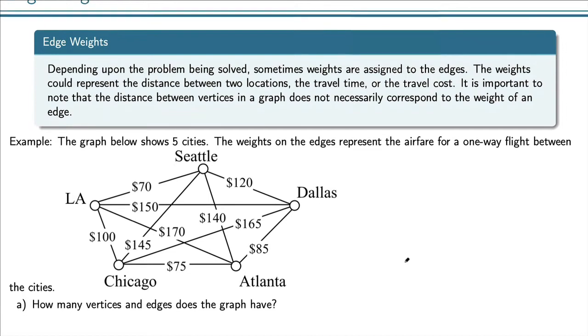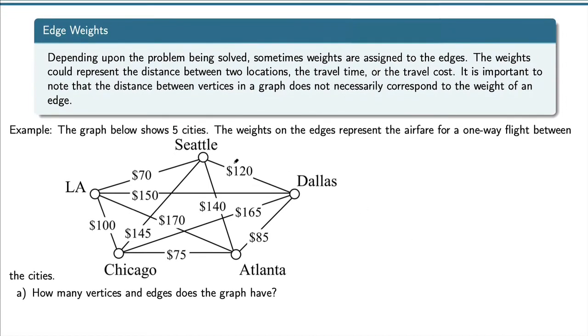Here's an example where it represents the cost of flying between two cities. So we've got the cities LA, Seattle, Dallas, Atlanta, and Chicago. And we see that the edges connecting them have weights, edge weights. Those are the cost. So the cost to fly from Atlanta to Dallas is $85, and so on.